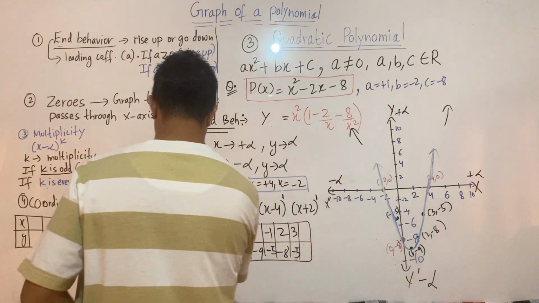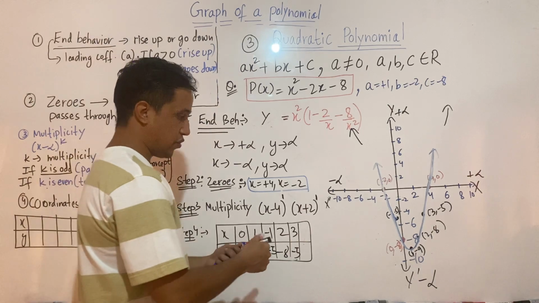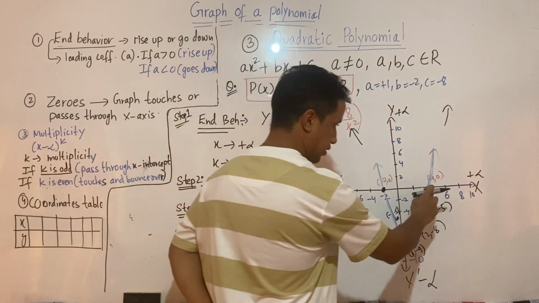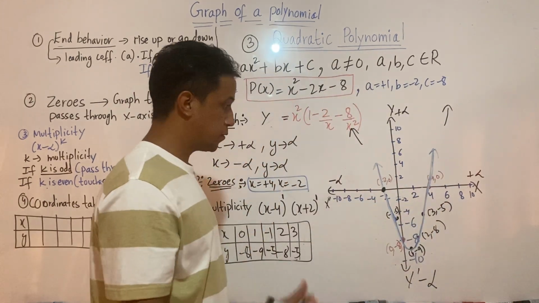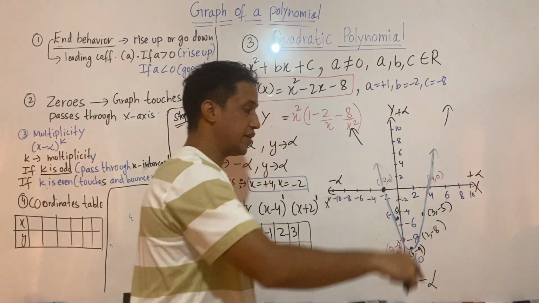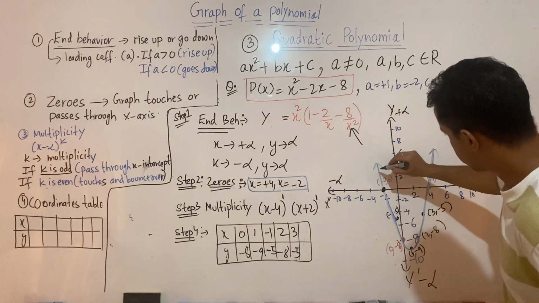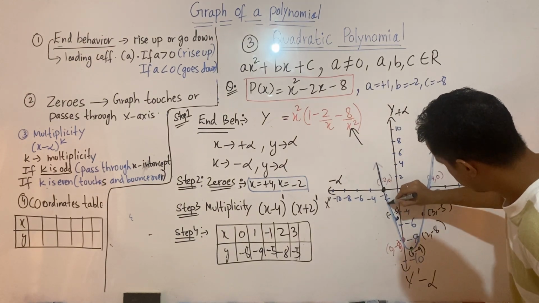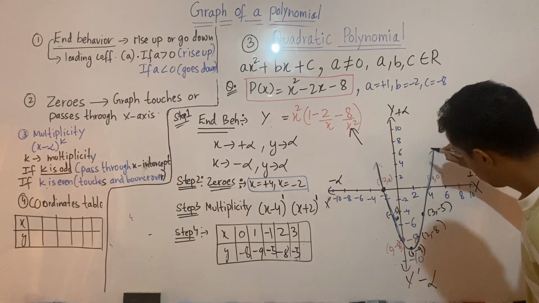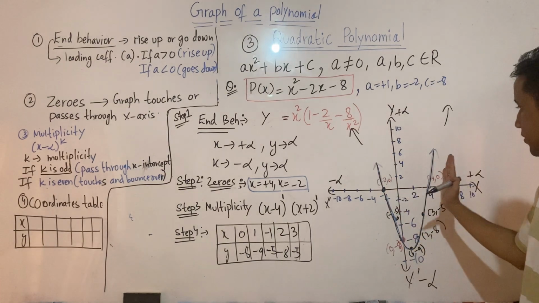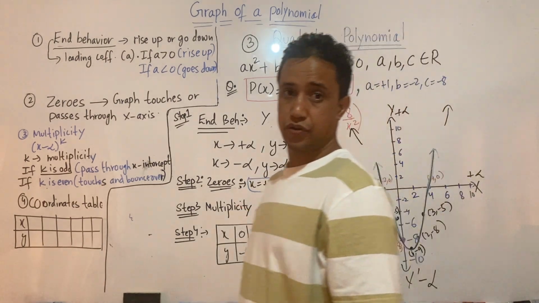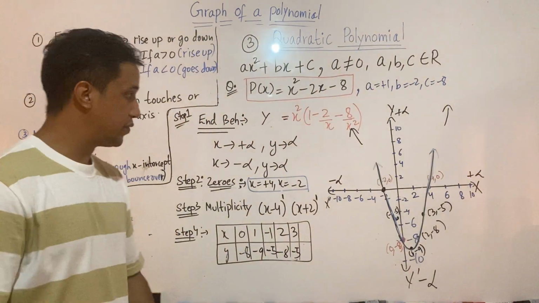See here, it has two zeros. One zero is at -2, and another is at 4, and they have odd multiplicity. That's why the curve passes through the x-axis. So this is going to be your curve. And what's the end behavior? It is rising upward. I hope this is clear to you.